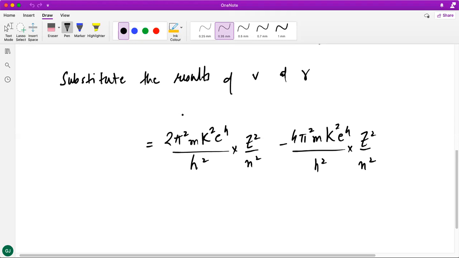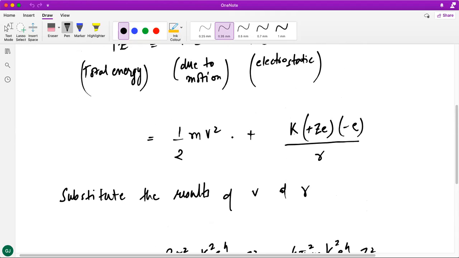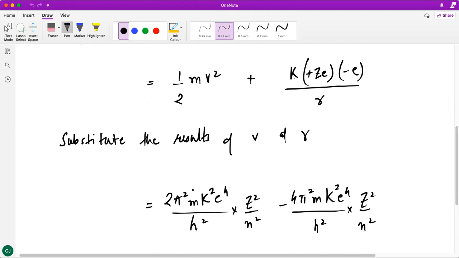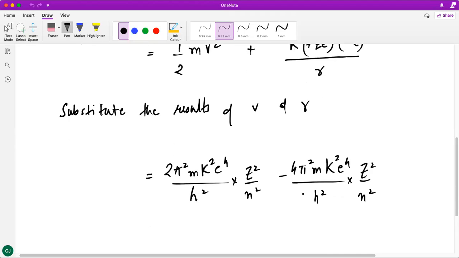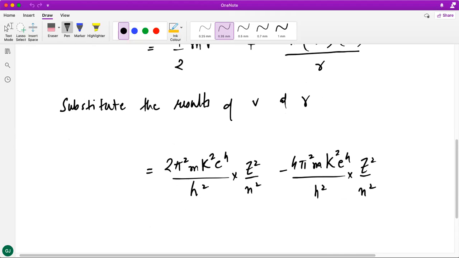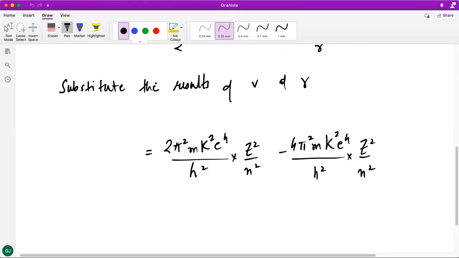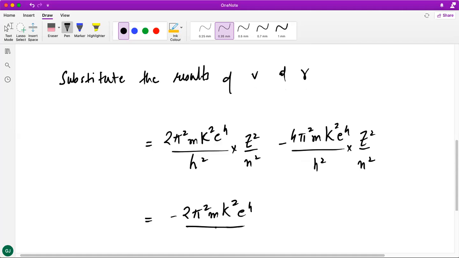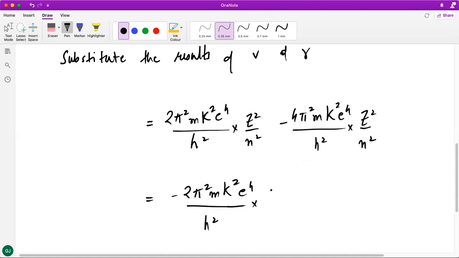Now, it is important to highlight something over here, that this is the kinetic energy and this is the potential energy term. Can you see that the two terms are very similar to each other? And once I combine them, once I write the net of it, I will come up with the answer minus 2 pi square m k square e raised to the power of 4 upon h square into z square by n square.